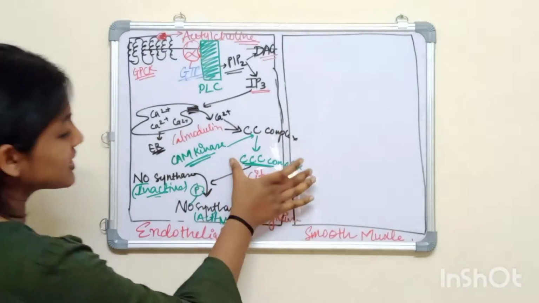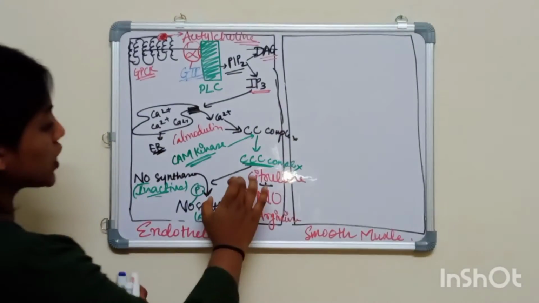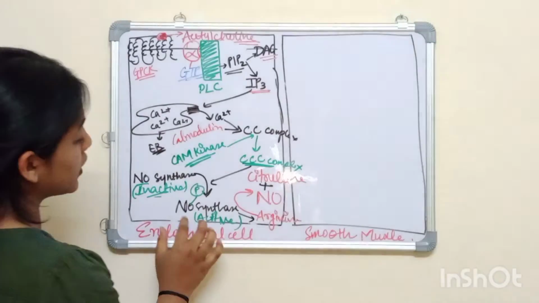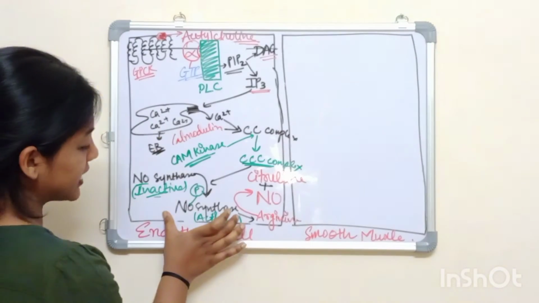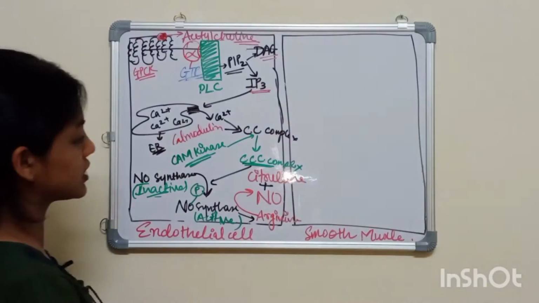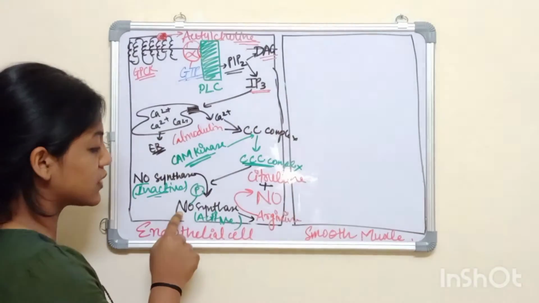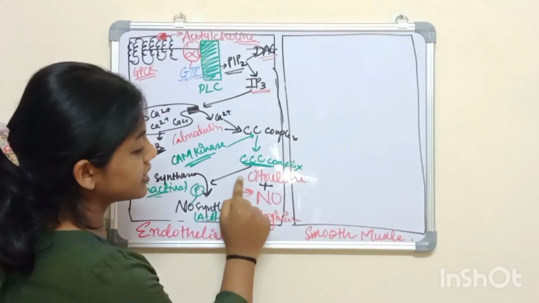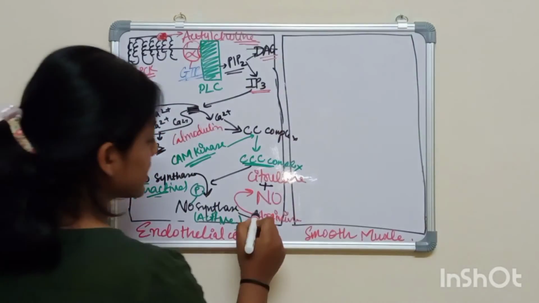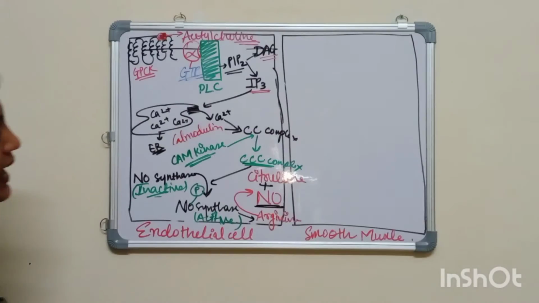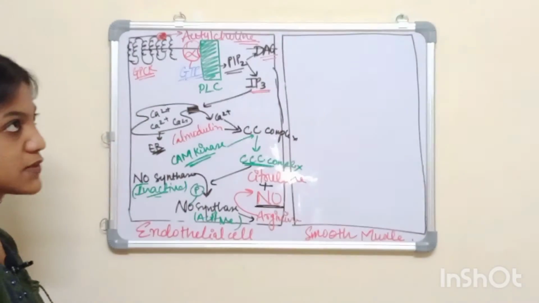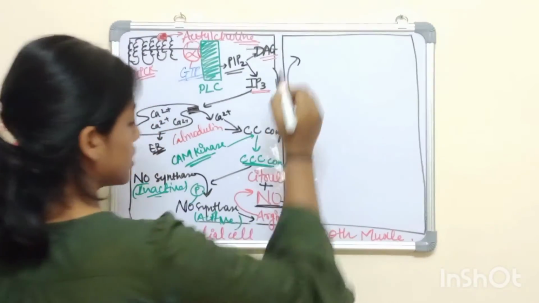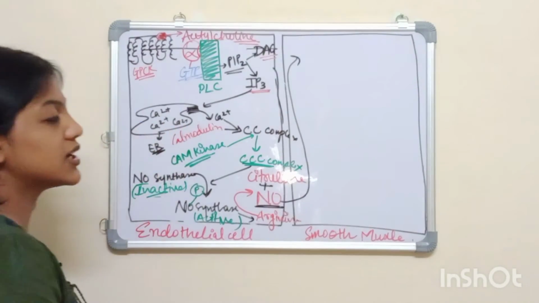Now this activated CCC complex will phosphorylate the NO synthase to its phosphorylated form. That becomes active. NO synthase becomes active on phosphorylation by the CCC complex. This active NO synthase will convert the amino acid arginine into citrulline and NO. Now this NO is a gas, basically, right? And gases can diffuse through the plasma membrane. So this diffuses to the smooth muscle or the tunica media layer.